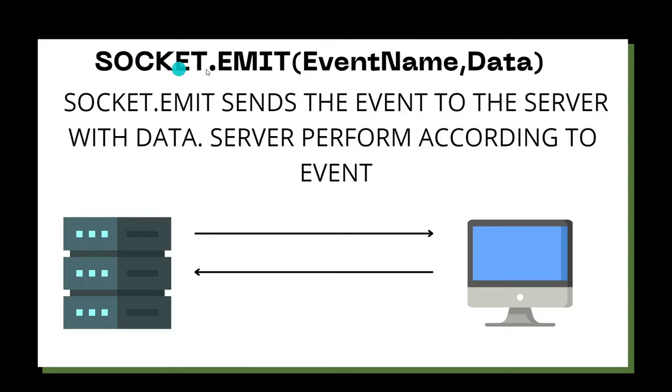If we are using the Socket.emit function on the user or client side, it will send this event to the server with this data, and the server will perform its task according to the event. We can also use the Socket.emit method on the server side to send data to the user. On the server side, we also have to provide the event name, and we can give it any name we want, and we also have to provide the data. This is the data that the server wants to send to the user.